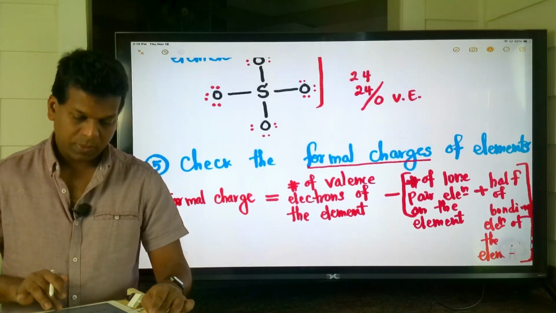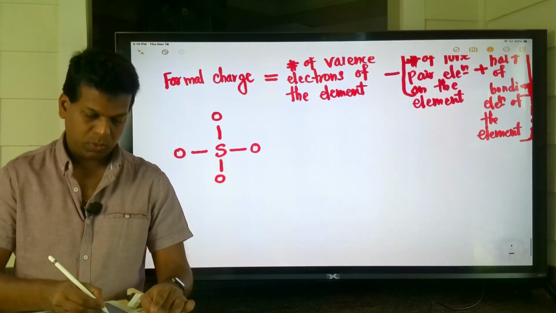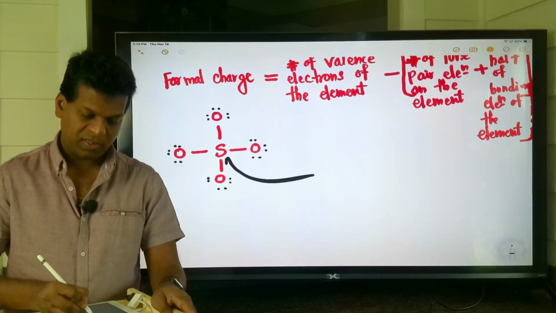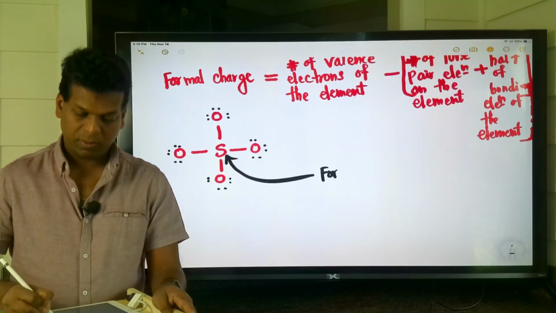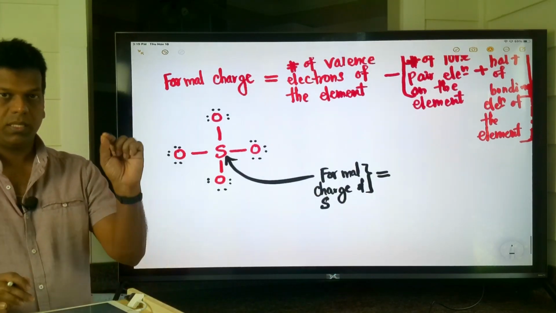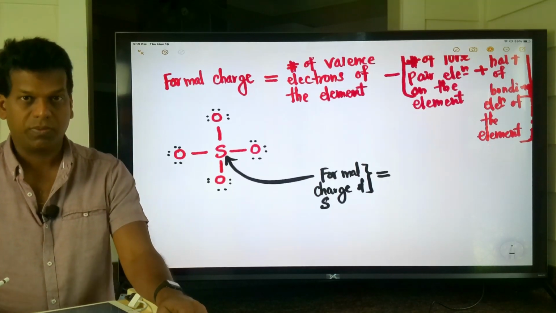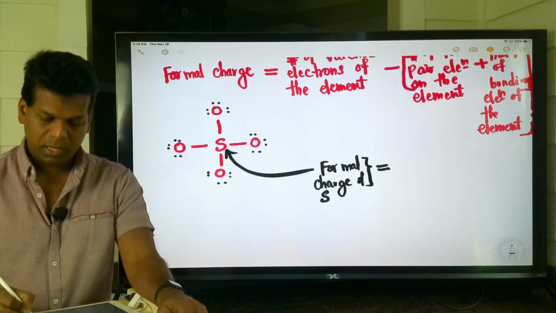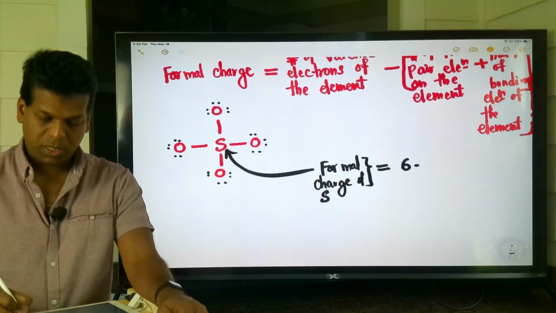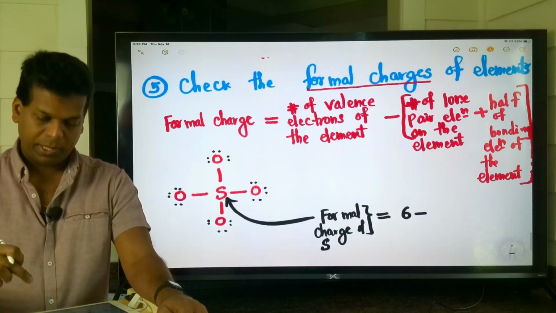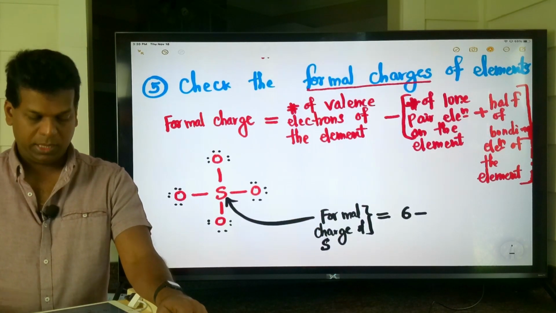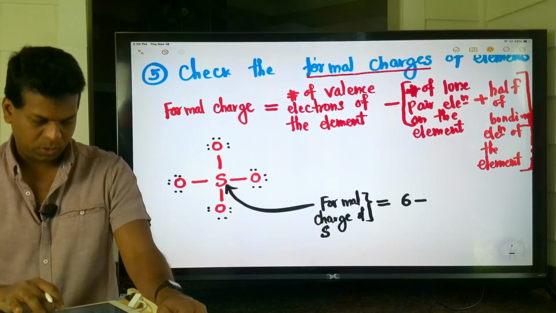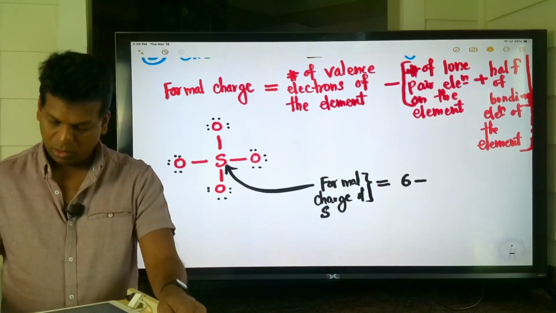So in this molecule, this is what we have so far. Now I am going to calculate the formal charge of sulfur. First, you need the number of valence electrons of sulfur, which comes from the periodic table. Sulfur is in group 6, so it is 6, minus the number of lone pair electrons on the element, in this case on sulfur. You don't see any dots on sulfur. These electrons are called lone pair electrons.